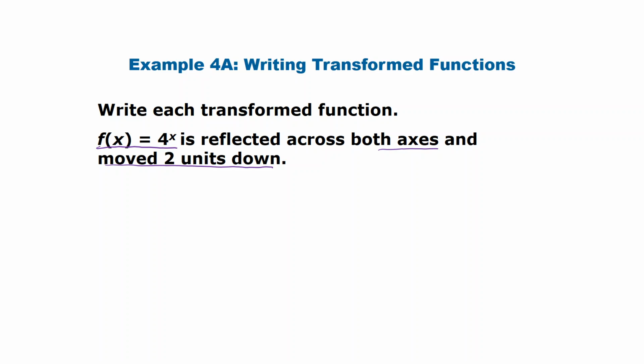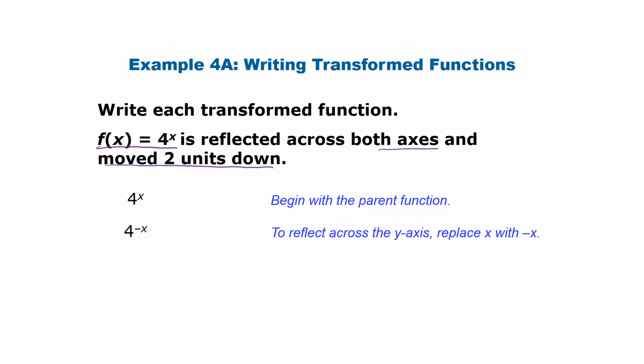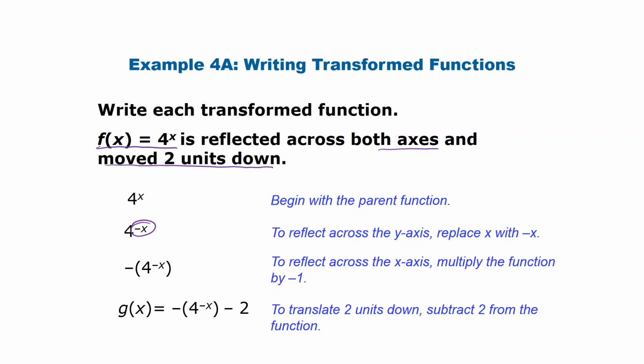Okay, so in order to do that, we're going to begin with the parent function, f of x equals 4 to the x power. We're going to reflect it across the y-axis, so we replace x with -x. And to reflect across the x-axis, we're going to take the whole thing and multiply that by a -1, by a negative. And finally, we're going to translate 2 units down, so we're just going to subtract 2 from the whole thing.